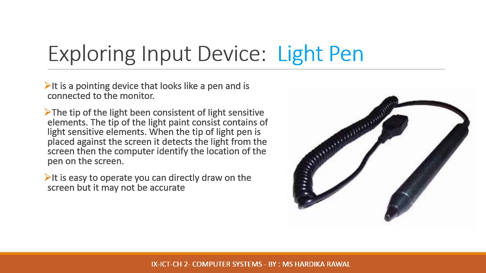The next device is a light pen. It is a pointing device that looks like a pen and is connected to the monitor. The tip of the light pen consists a light sensitive element. When the tip of the light pen is placed against the screen, it detects the light from the screen. Then the computer identifies the location of the pen on the screen.